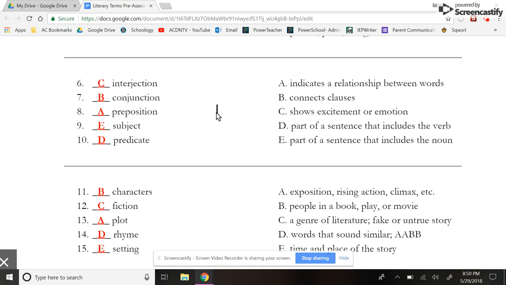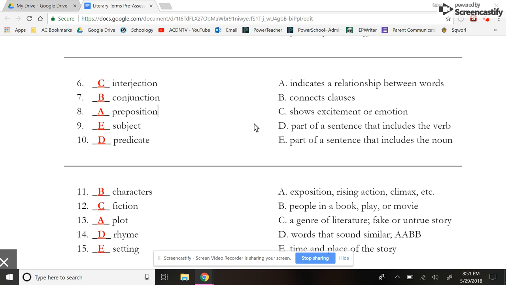A preposition is arguably one of the hardest ones to remember because it indicates a relationship between words. We also call prepositions direction verbs or anything that a squirrel can do to a tree. Remember, those are in, over, up, below, beneath, through, all of those directional words.